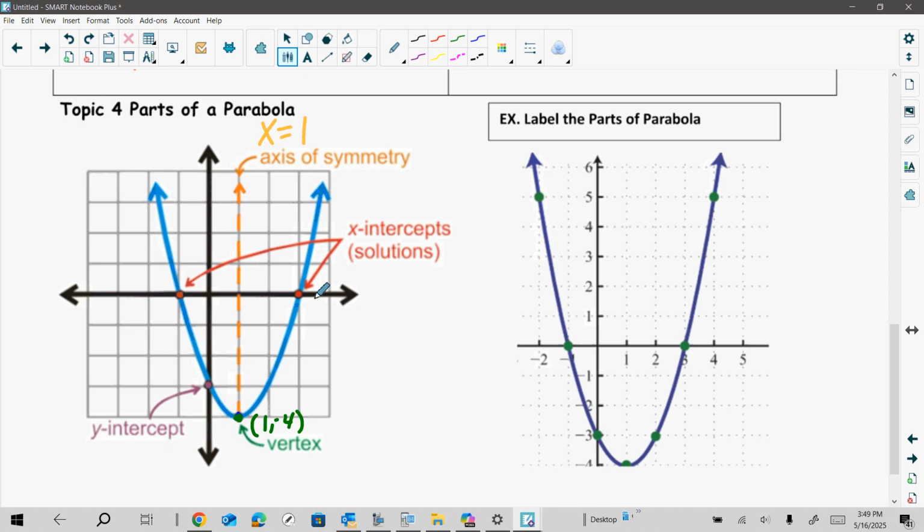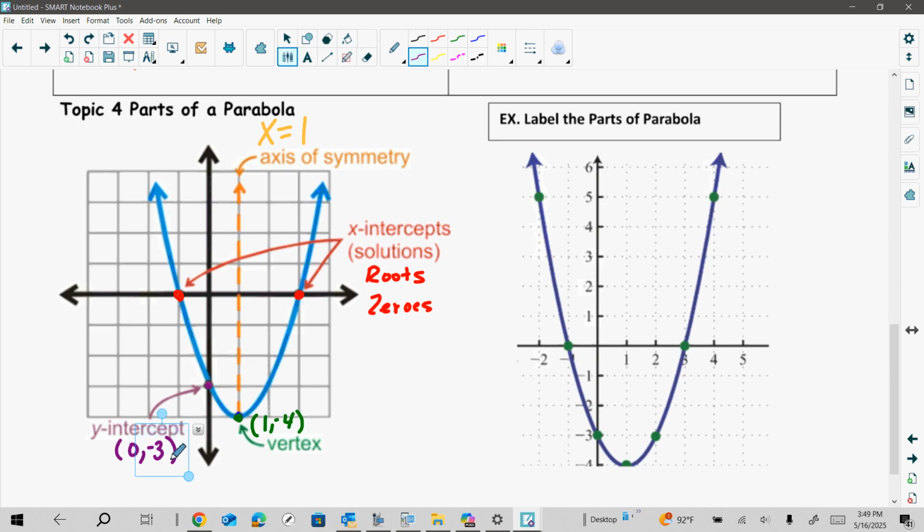And your intercepts or your solutions are where that parabola touches the x-axis. These solutions are also called roots or also called zeros. And then we've always talked about the y-intercept. It's where it touches the y-axis. And that would be the point here, 0 comma negative 3.